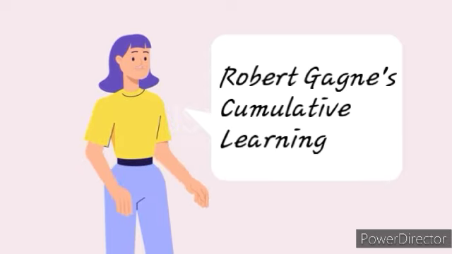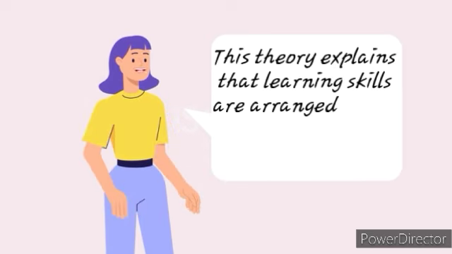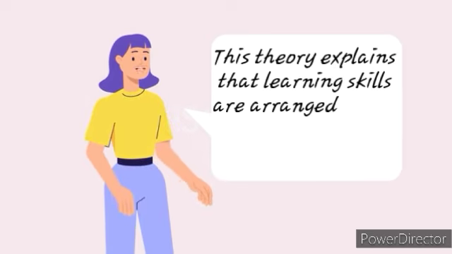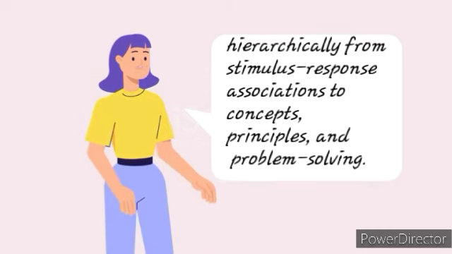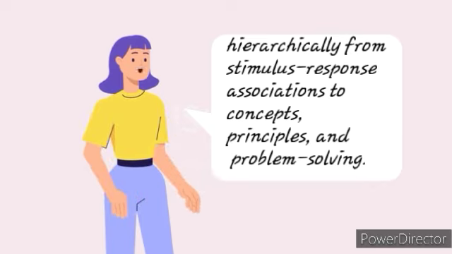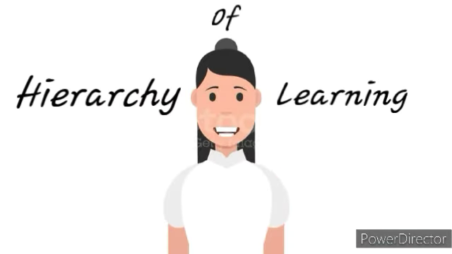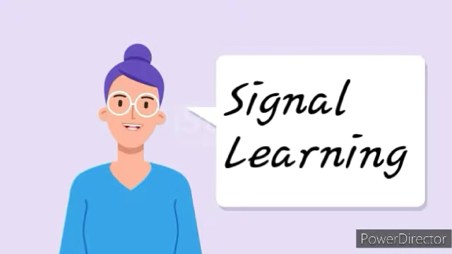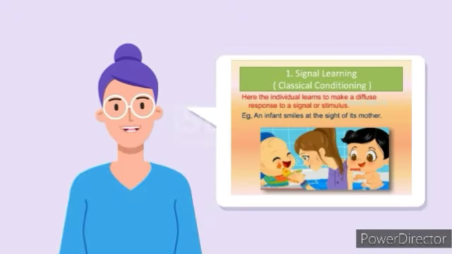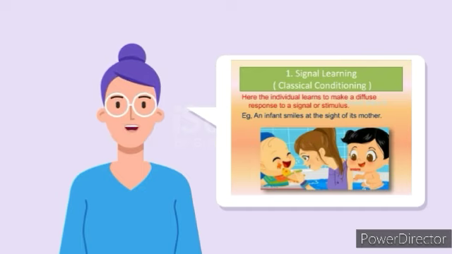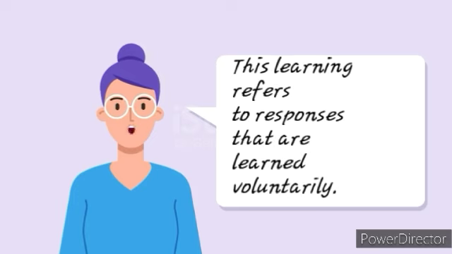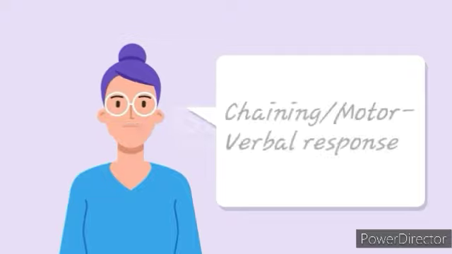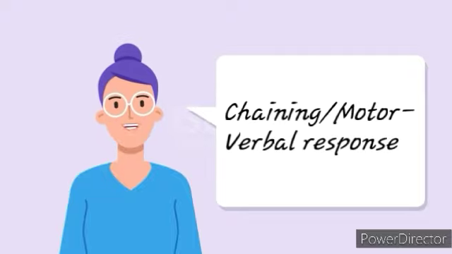Robert Gagne's cumulative learning. This theory explains that learner skills are arranged hierarchically from stimulus-response, associating, to concepts, principles, and problem solving. The hierarchy of learning. First, signal learning. This learning refers to responses that are learned involuntarily. Second, stimulus-response learning. This learning refers to responses that are learned voluntarily. Third, chaining motor and verbal responses.